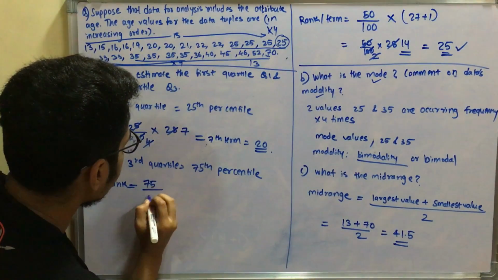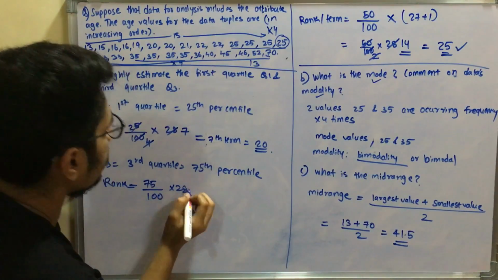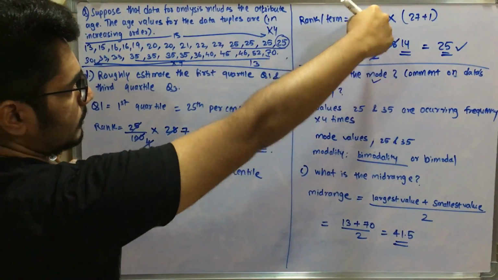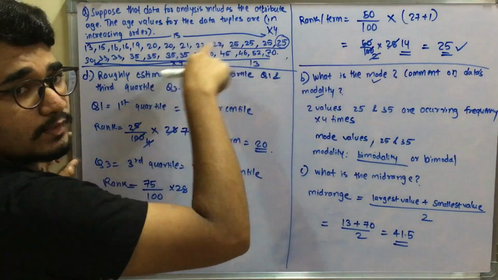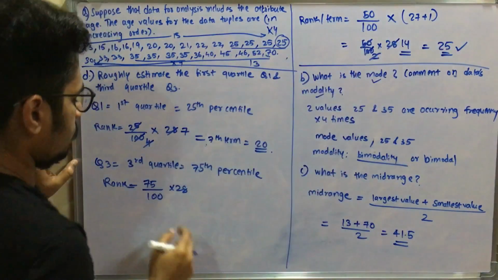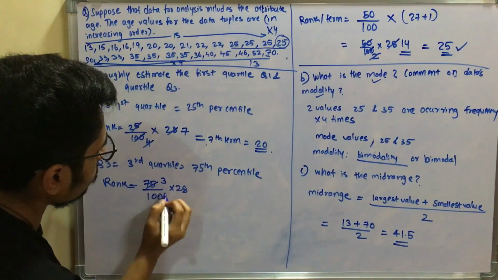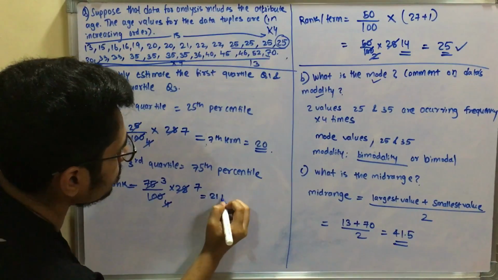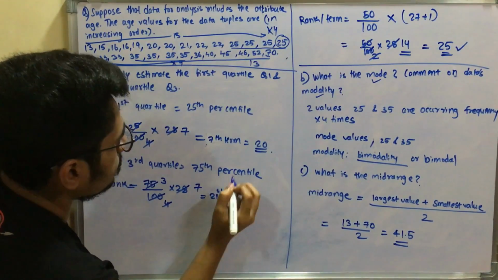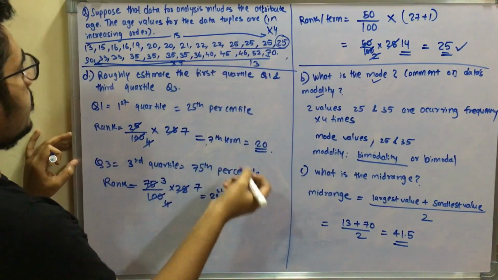You have 75 divided by 100 multiplied by 28. You go with this formula, that is percentile divided by 100 multiplied by the number of items, that is 27 items in this, plus 1. So this is the formula for that. You have 25 3s are 25 4s are, you have 4 7s are 7 3s are 21st term. So from this you have the 21st term.